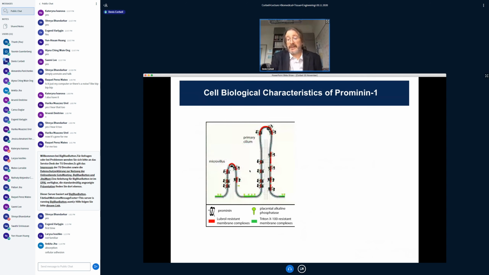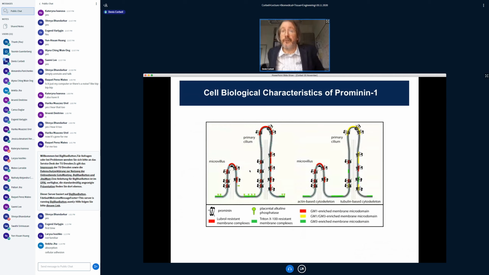And more strikingly, afterward we looked for lipid. As I said, there are membrane microdomains which are dependent on lipid. And we found out that prominin-1 is highly enriched in a lipid called GM1. I mentioned this lipid two weeks ago. And they are together in the microvilli.